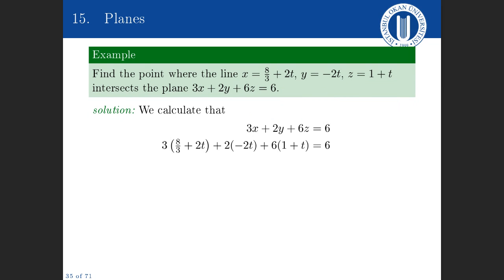So here we are. 3 multiplied by (8 over 3 plus 2t), plus 2 multiplied by minus 2t, plus 6 multiplied by (1 plus t) is equal to 6. Let's multiply these out. And then let's simplify. This equation simplifies to t is equal to minus 1.